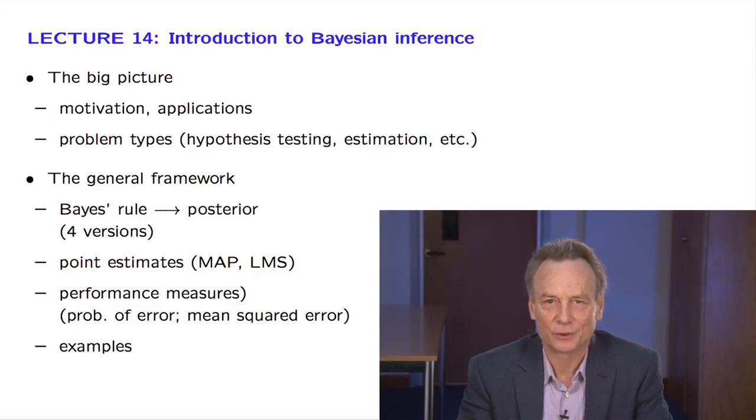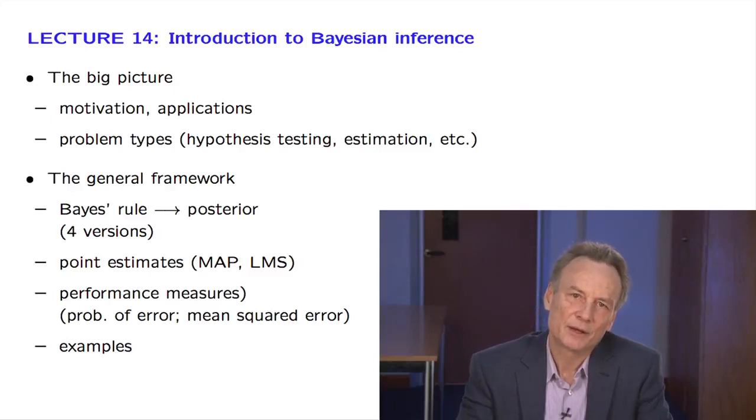If we want to summarize the posterior in a single number, that is, to come up with a numerical estimate of the unknown random variable, we then have some options. One is to report the value at which the posterior is largest. Another is to report the mean of the conditional distribution. These go under the acronyms MAP and LMS. We will see shortly what these acronyms stand for.